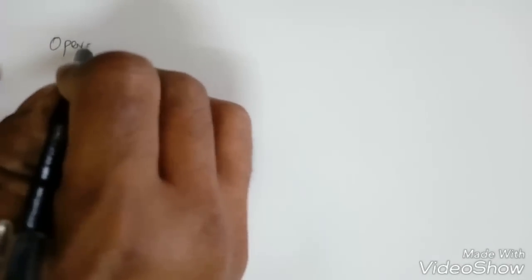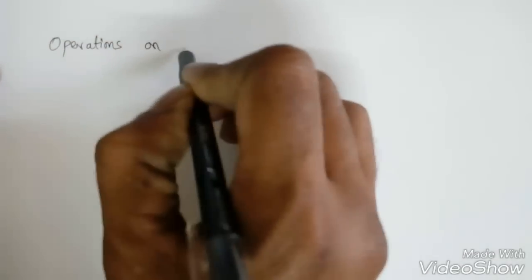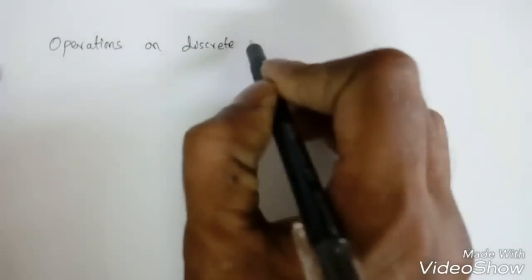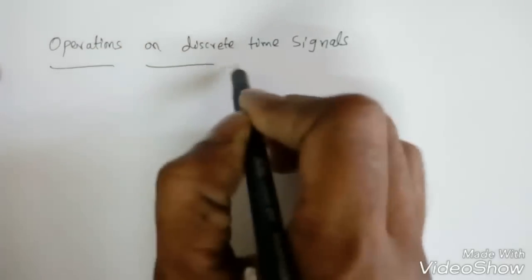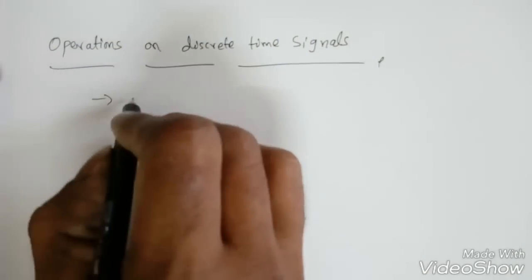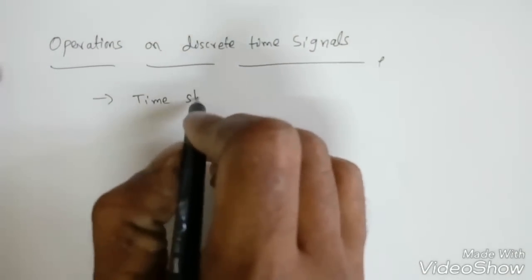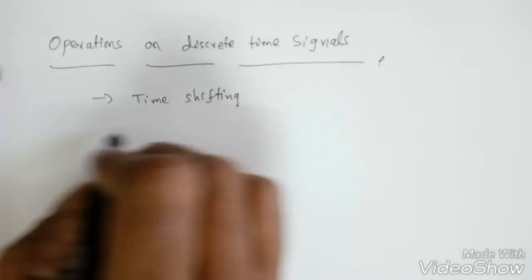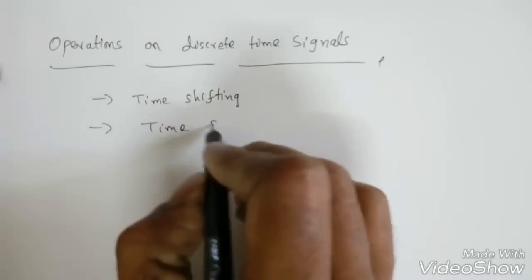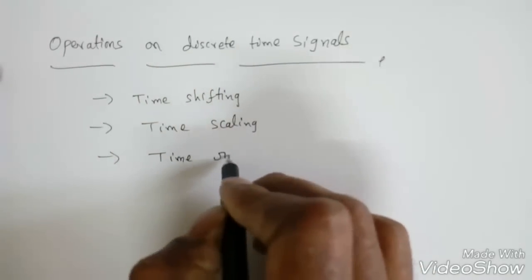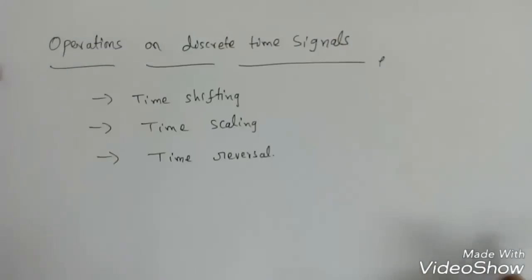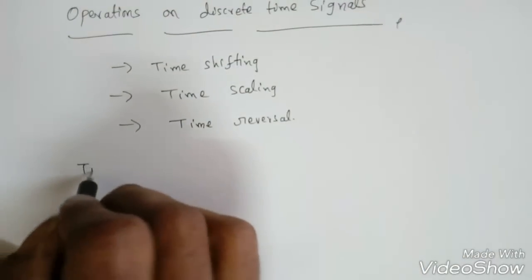Next we will see operations on discrete time signals. The simple operations are: one is time shifting, next time scaling, then time reversal, right? Now what is time shifting?